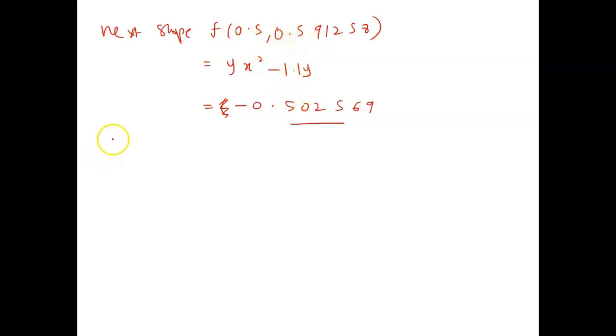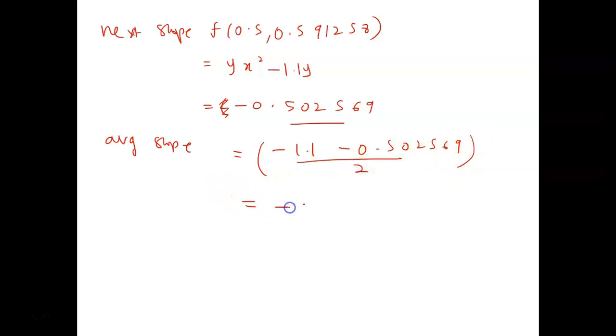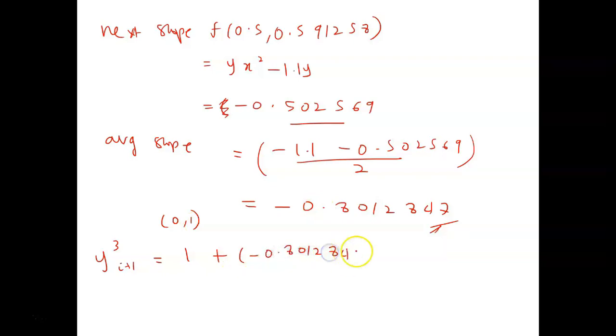Now you have the slope for the second iteration value, so we can calculate the average slope. This is negative 1.1 minus 0.502569, divided by 2. So this is negative 0.801247. Now we can calculate the third iteration for y, which is 1, the initial condition when x equals 0 and y equals 1, plus negative 0.801247 times 0.5, the step size. So now you got 0.599357.